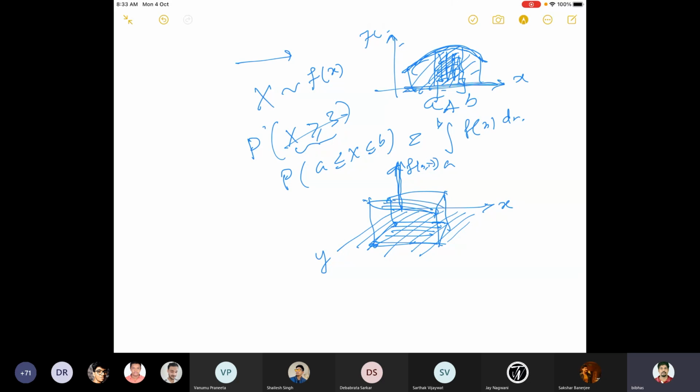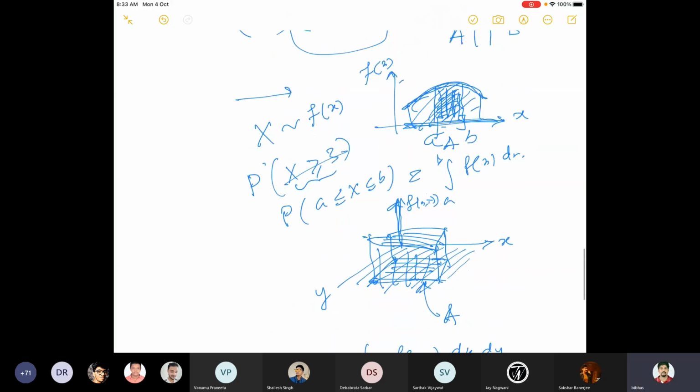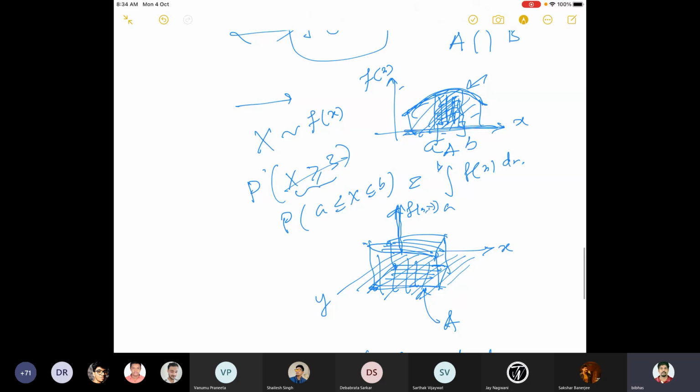This is the surface, let's say. And then what you have to do is calculate the volume under this. If this xy plane here is the region A, then the probability of A is nothing but a double integration, or we can write just the integral over (x,y) belonging to A of f(x,y) dx dy. So the underlying principle is the same. Here, instead of the area under the curve, we have the volume under the surface.